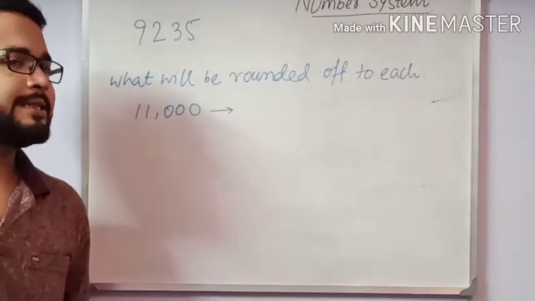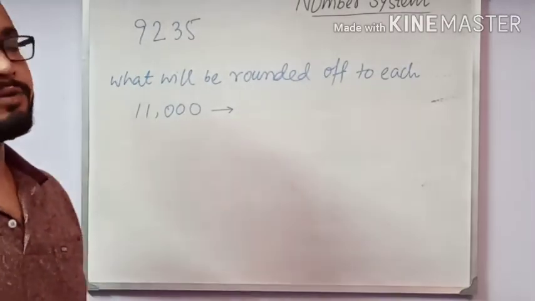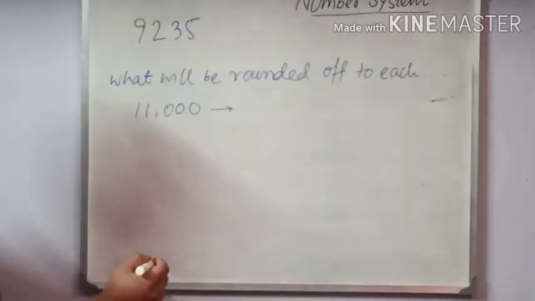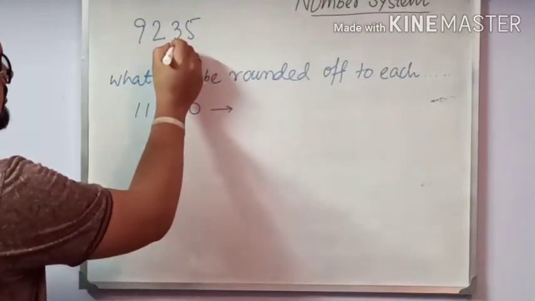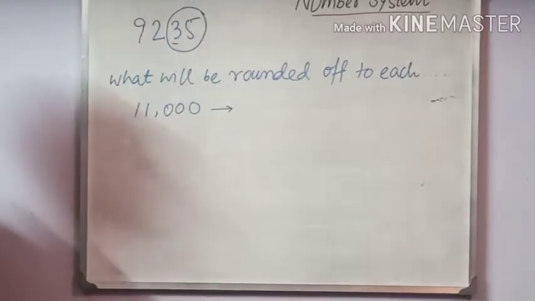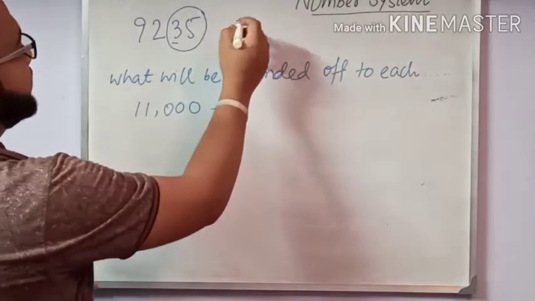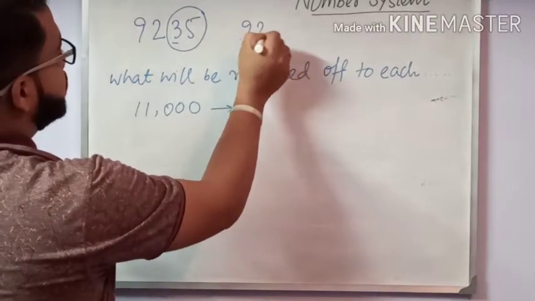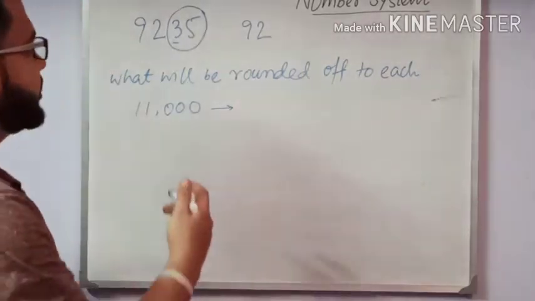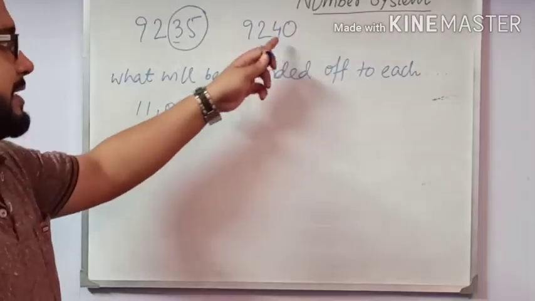9235. Write this number to the nearest 10, 100 and 1000 places. How can we write? Nearest 10. 10 place is this one. So we have to write this part as your rounding off. So nearest 10 we can write 9235, 35 is closer to 40. That's why we write 9240. This is my nearest 10.